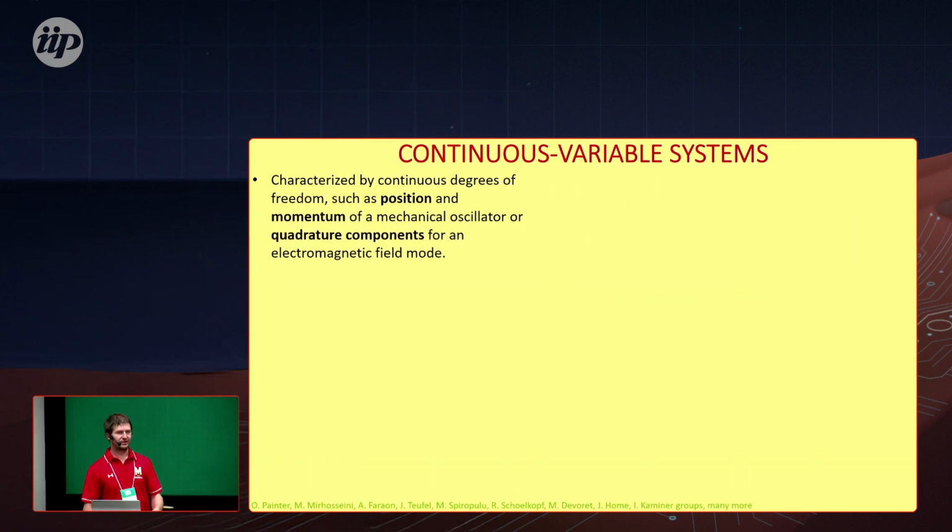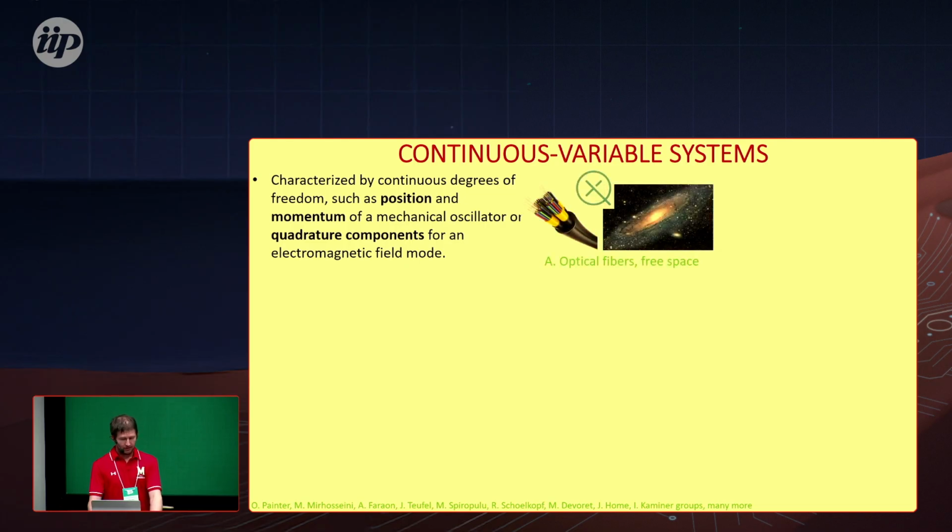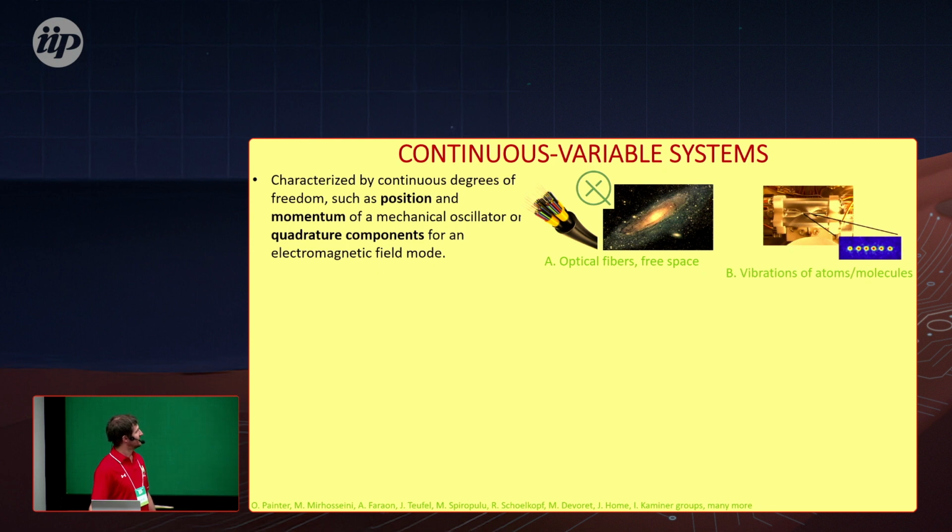All right, so this talk will be about continuous variable systems because there's a coherent message I can frame around these systems. These are the things you probably learn in your quantum mechanics class. They're characterized by continuous degrees of freedom, such as position and momentum of some mechanical, phononic mode, or quadrature components of an electromagnetic field mode, as we discussed in the previous talk. And there's really the big five platforms underlined by this math: optical fibers, or free space, vibrations of trapped ions, which are harmonic oscillators.